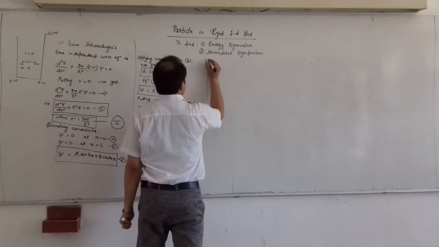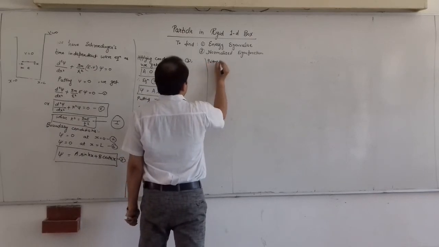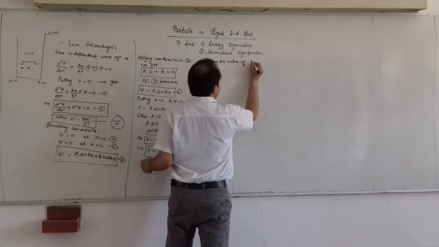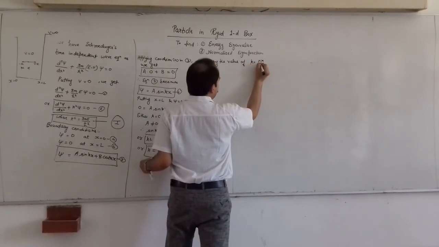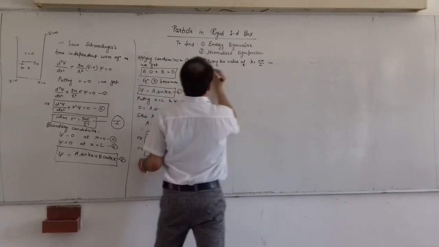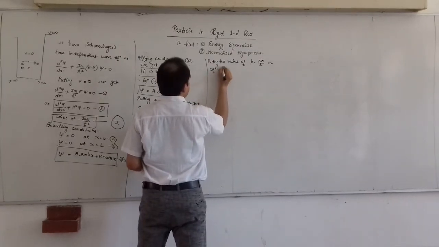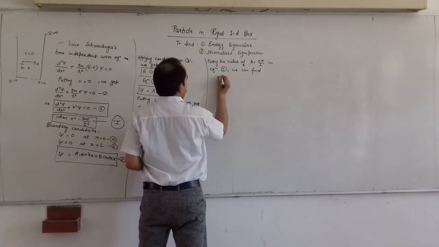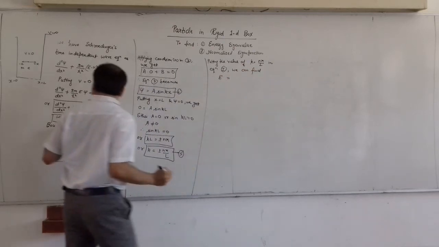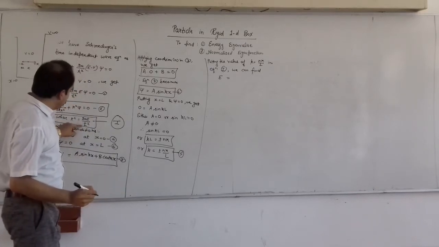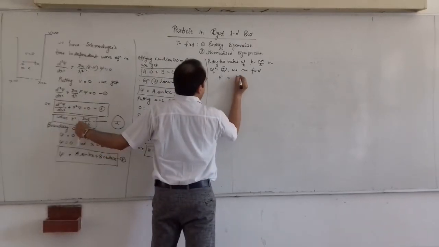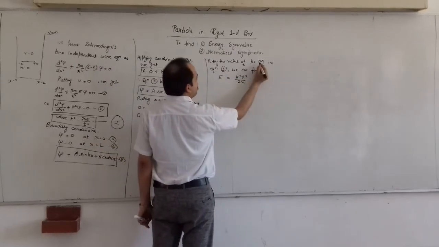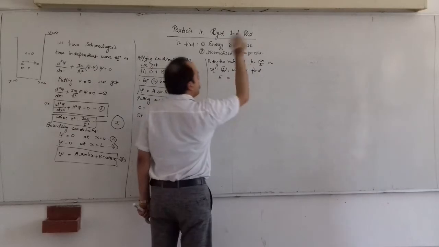So, putting the value of k equal to, let me take the magnitude in equation number 1, we can find E. E will be equal to k square h cut square upon 2m, k square h cut square upon 2m, right? If we take minus also, then it will become square and it will become positive.